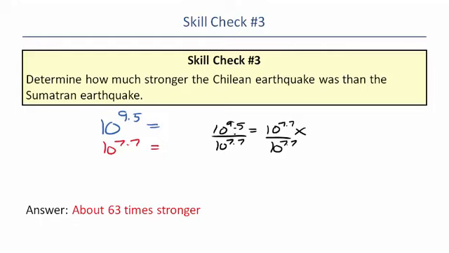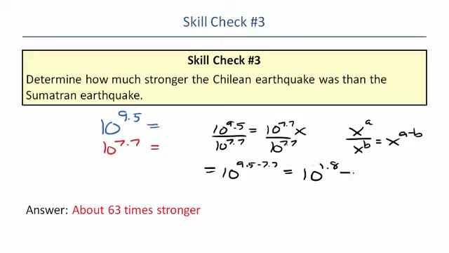Well, hopefully you remember your rules that if I have x to the a over x to the b, that just equals x to the a minus b. So this is going to equal 10 to the 9.5 minus 7.7, which is going to be 10 to the 1.8, which equals 63, roughly, when you round. It's like 63.08 or something like that. Okay, so that's how we can figure that one out.